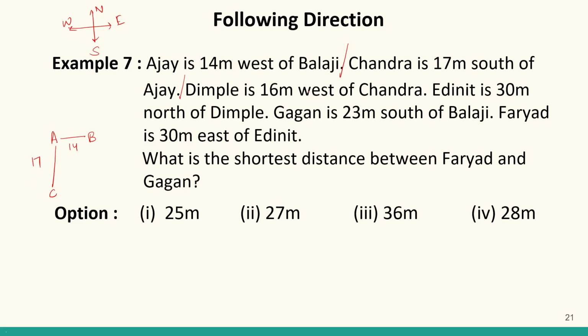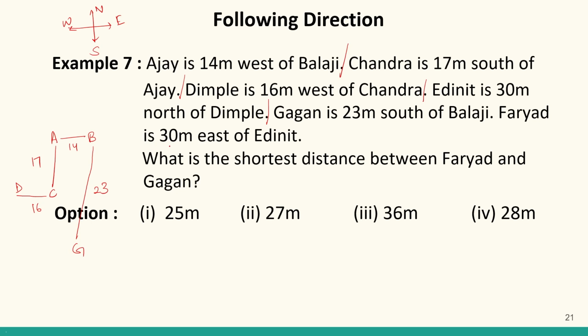Okay. Dimple is 16 meter to the west of Chandra. So we have Dimple over here, 16 meter west of Chandra, right? Gagan is 23 meter to the south of Balaji. So from here, if we move 23 meters south, we'll go here, right?